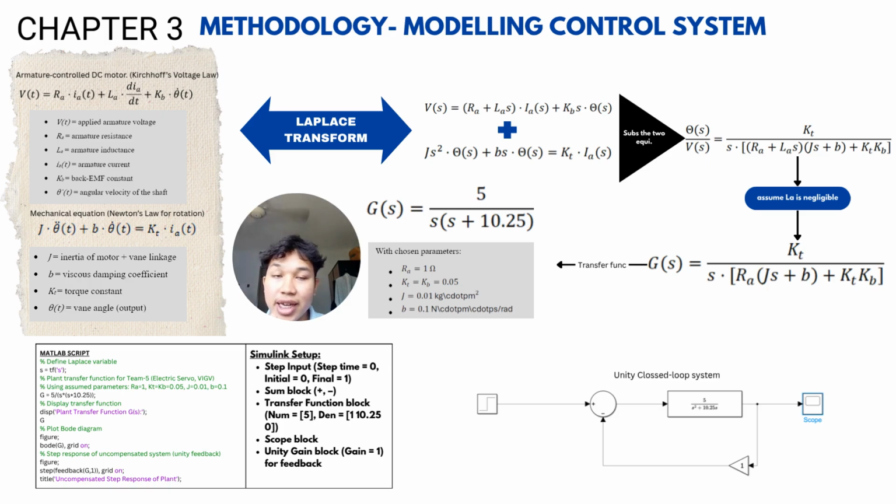Finally, we don't just guess, we simulate it. In MATLAB and Simulink, we feed a step input, which is like suddenly flipping the power switch on. We set up a closed loop system which acts like a driver keeping eyes on the road. It measures where the motor shaft actually is, compares it to where we want it to go, and checks how smooth the response is. I think that's all from me for this chapter 3.